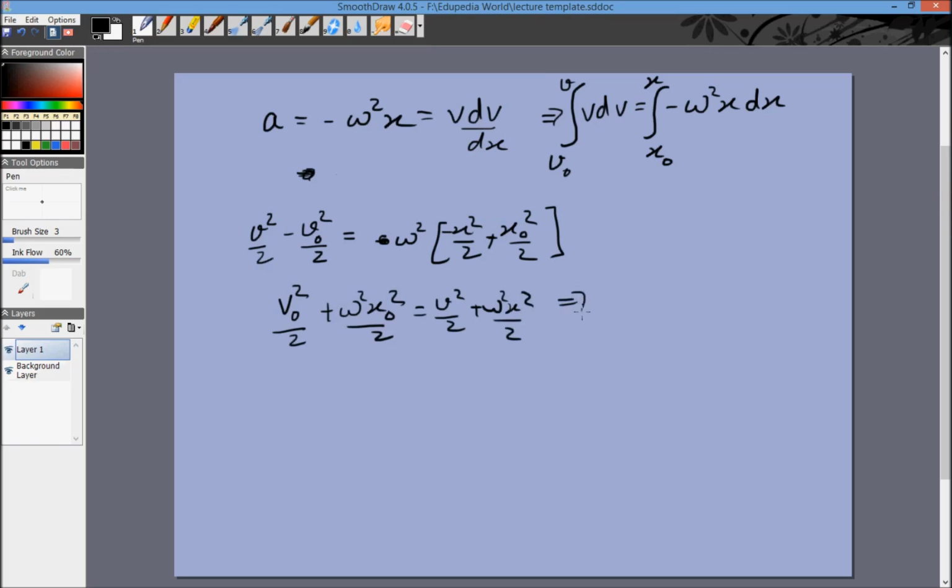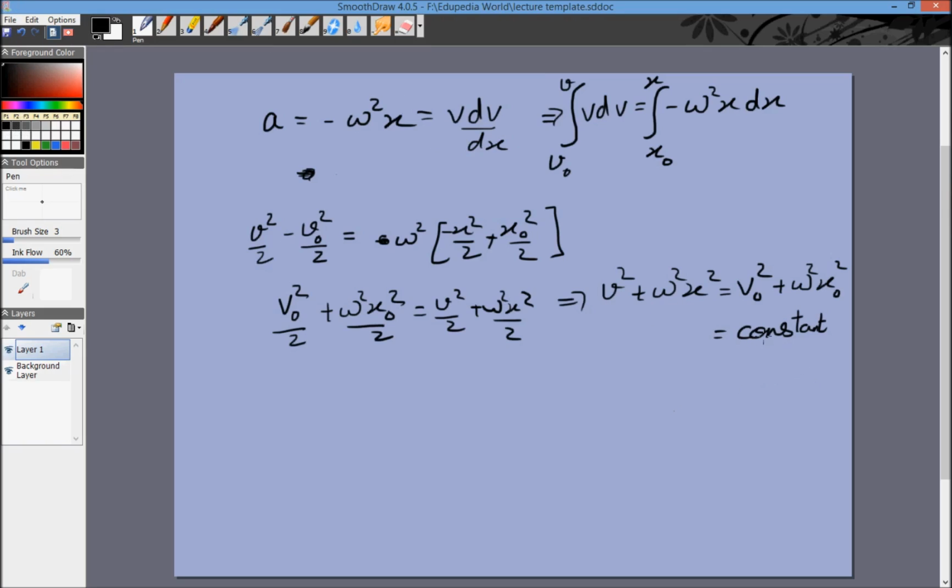Now that gives me an important relation: v squared plus omega squared x squared is equal to v naught squared plus omega squared x naught squared. And this is valid for all v and x. So we basically found a quantity that is a constant, right? And it will become clear exactly later why we've chosen this particular value. But this particular constant, we'll call it omega squared a squared.